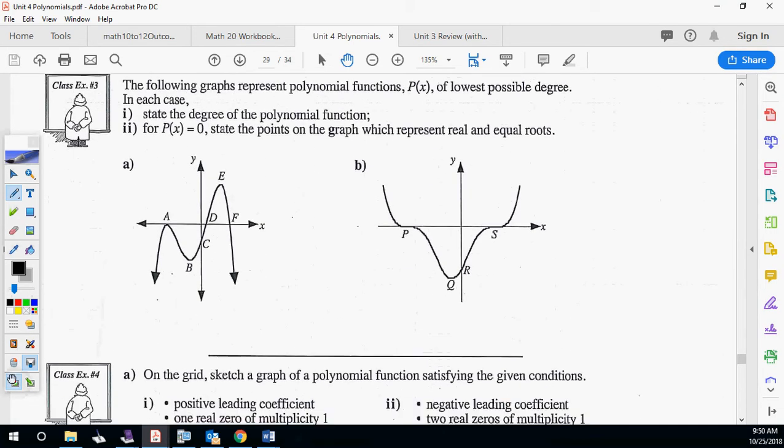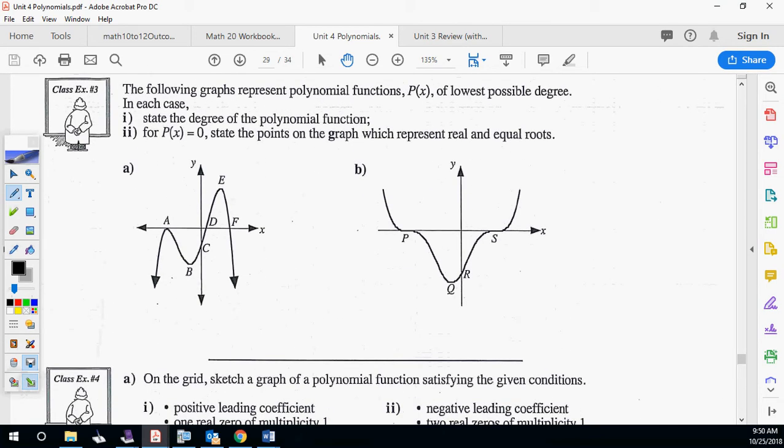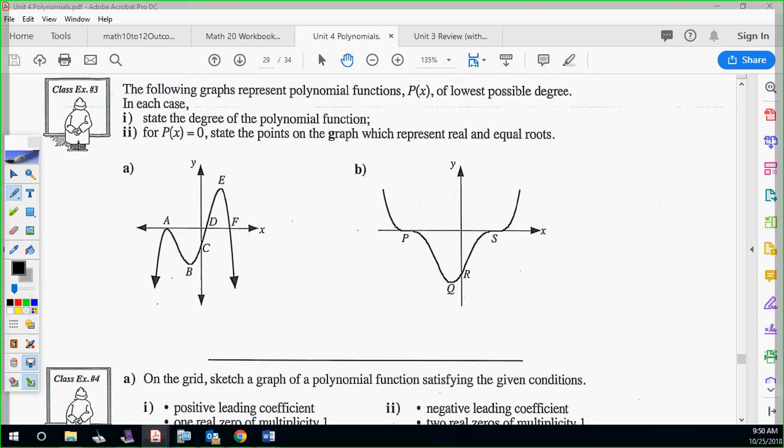All right, let's look at these two. The following graphs represent the polynomial function p of x to the lowest possible degree. In each case, state the degree of the polynomial function. For p of x of 0, state the points of the graph which represent real and equal roots. So this is just telling you your intercepts, your roots and zeros. All right, so state the degree. So I got 1 turn, 2 turns, 3 turns. So I'm thinking that one's probably a what? Degree of 4.